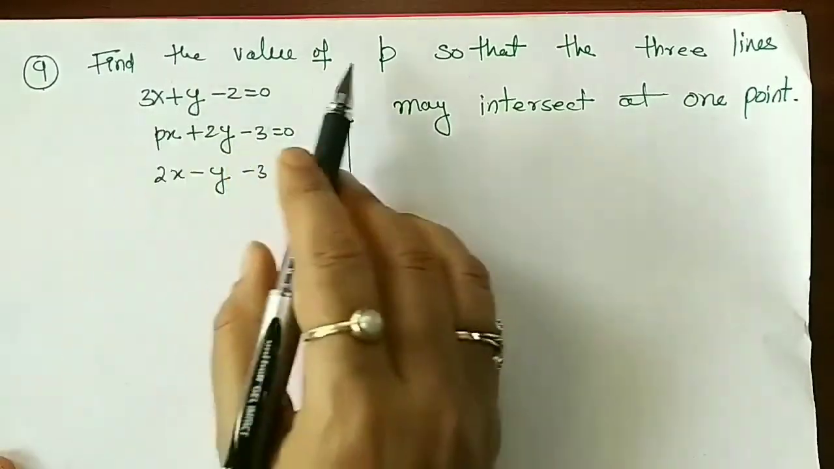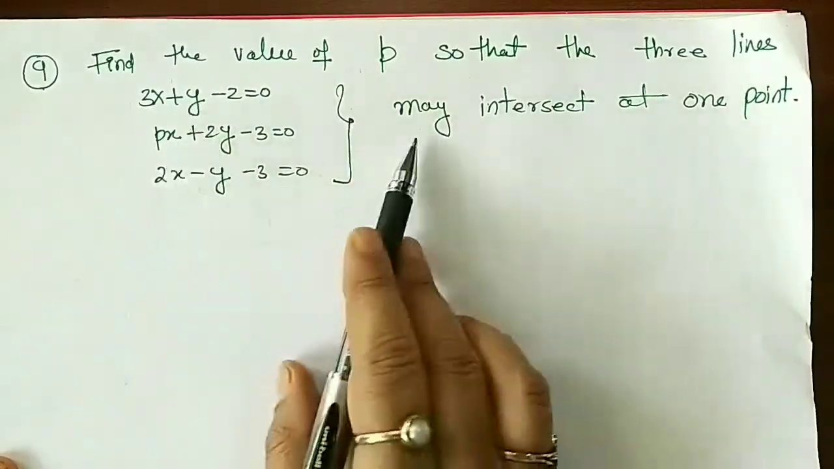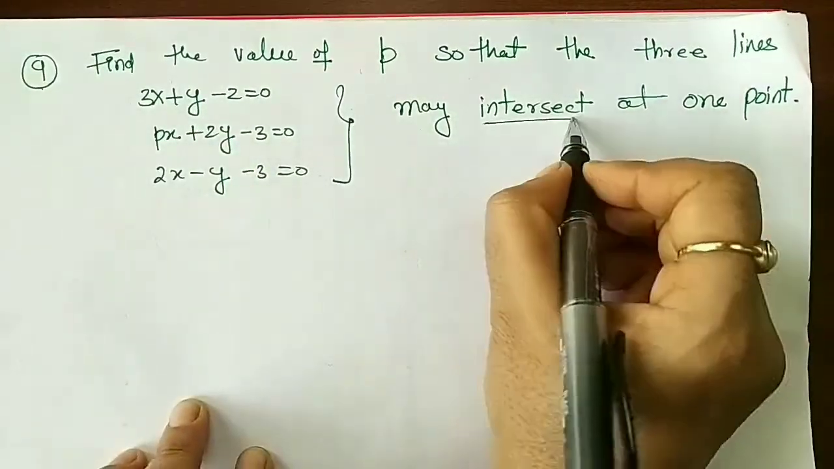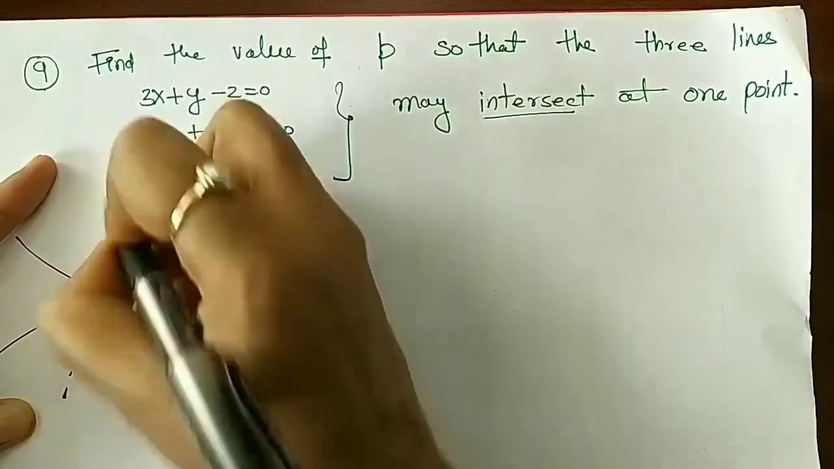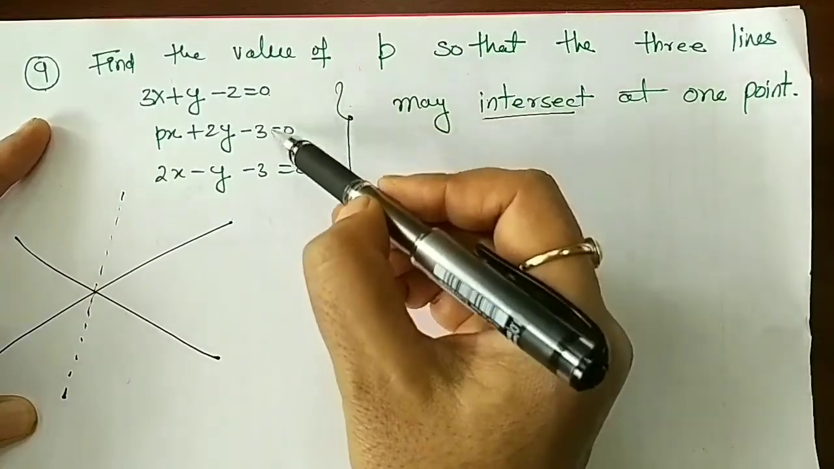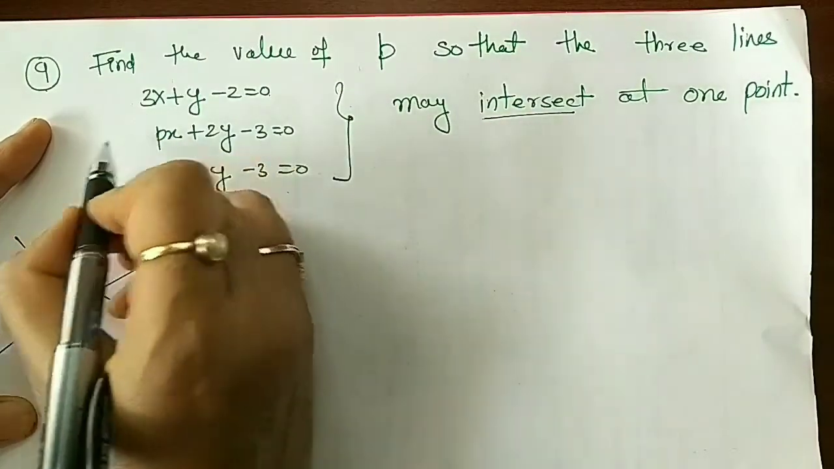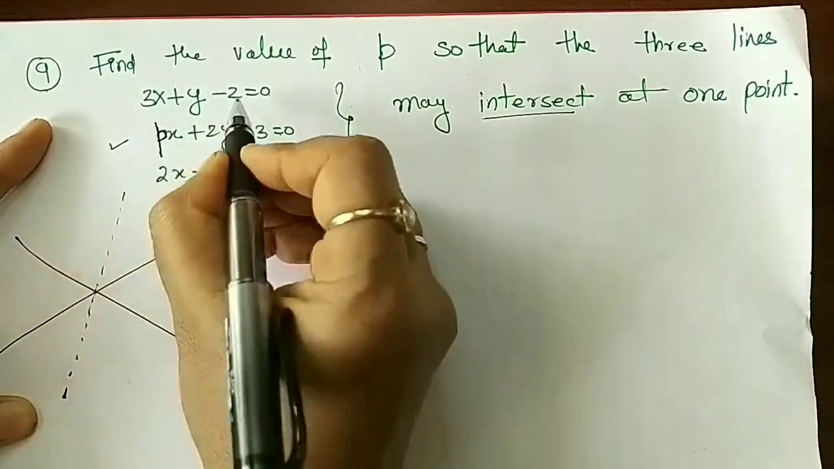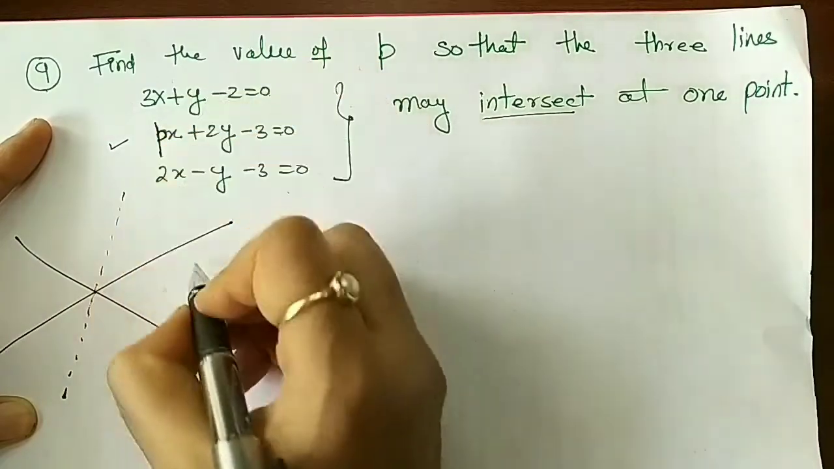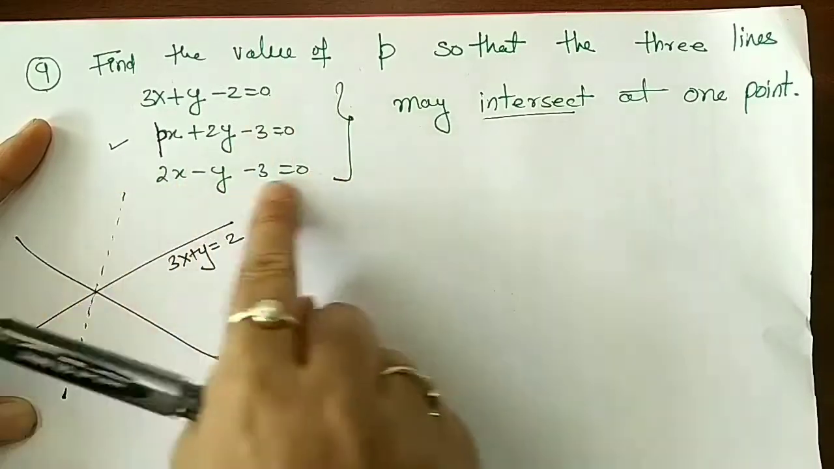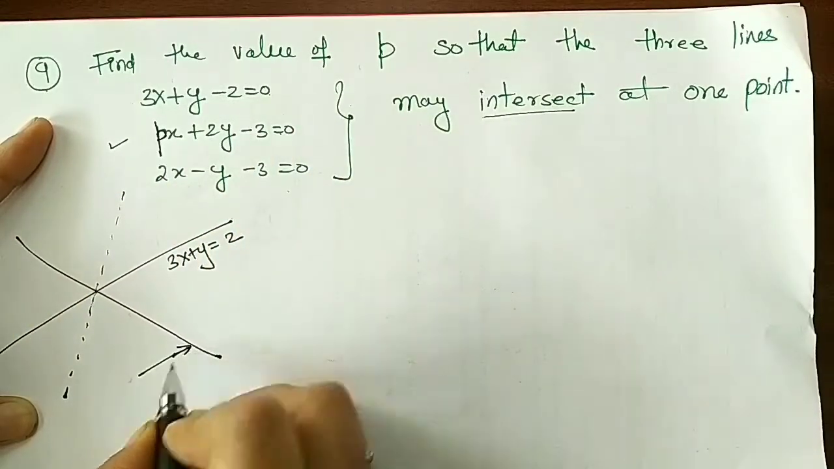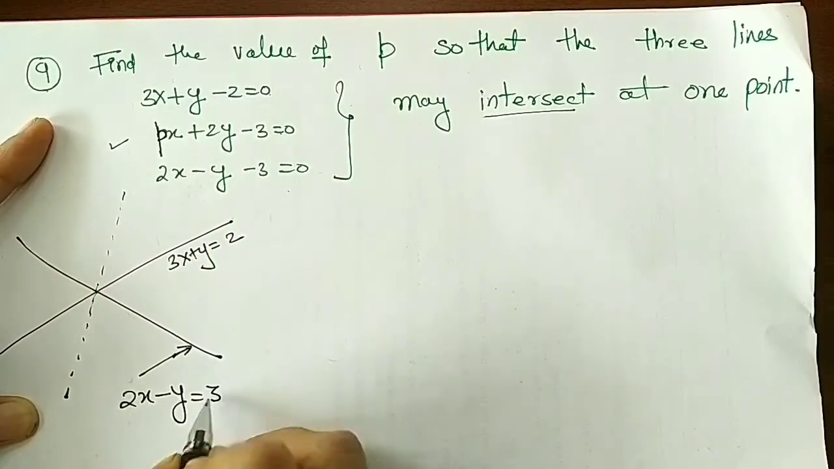Question number 9, find the value of p so that 3 lines may intersect at one point. May intersect means all 3 lines are cutting at one point. If you observe carefully these 3 equations, p is unknown in this one, and the other 2 are known. Suppose these 2 known equations are 3x plus y is equal to 2, and 2x minus y is equal to 3.